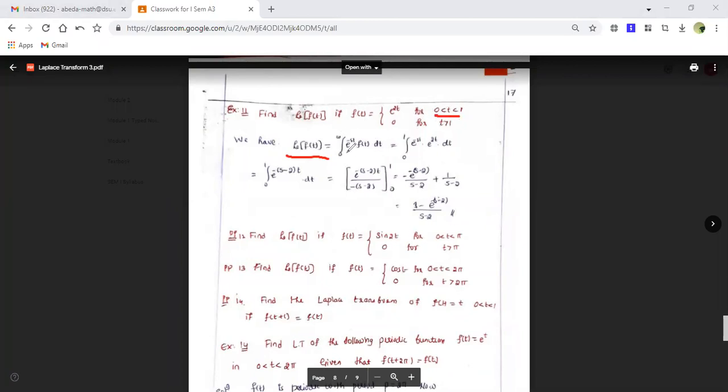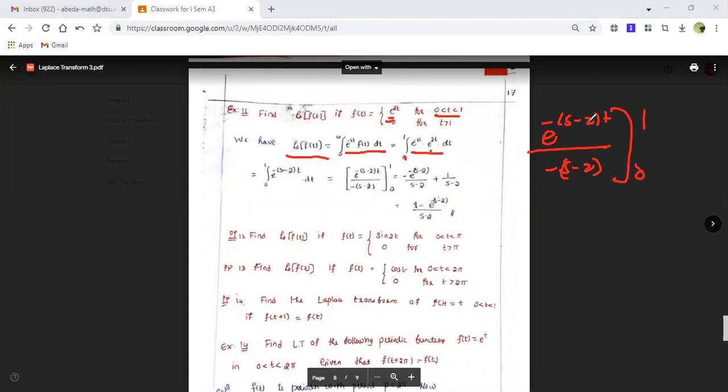So 0 to infinity e to the power minus st f of t dt we will take. From 0 to 1 it is defined, but from t 1 to infinity it is 0, so I'm not taking that part. So from 0 to 1 it is e to the power minus st into e to the power 2t dt. Simple integration: e to the power minus of s minus 2 t divided by s minus 2, applying the limit 0 to 1.